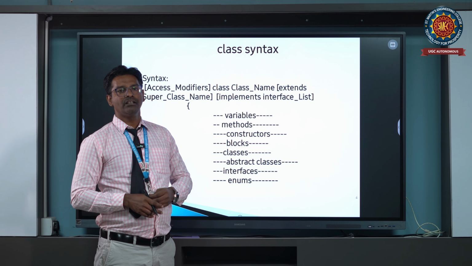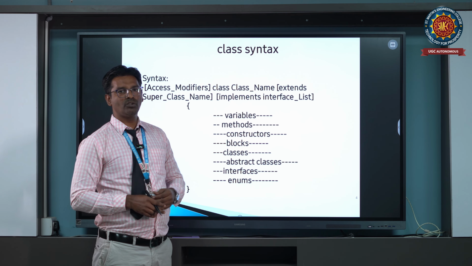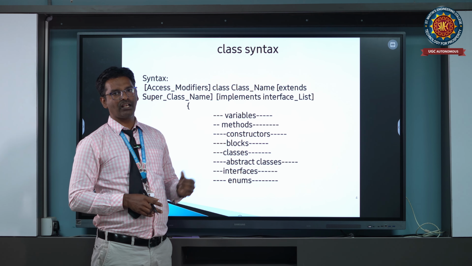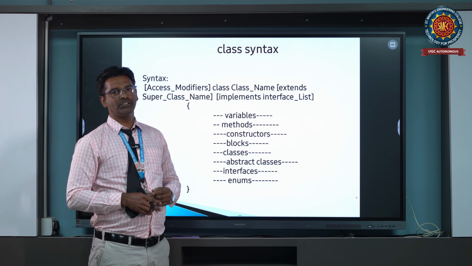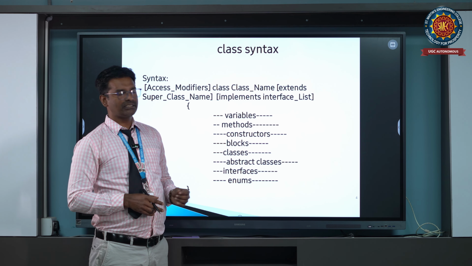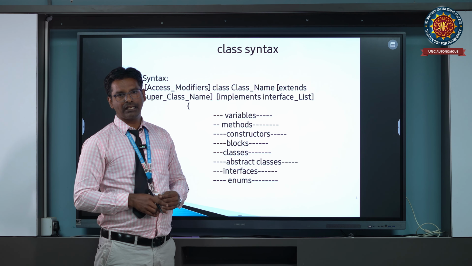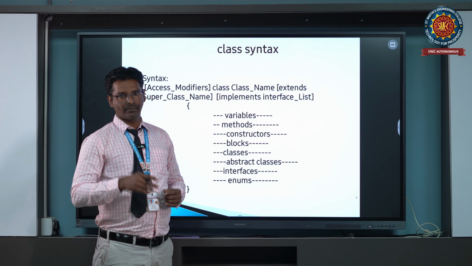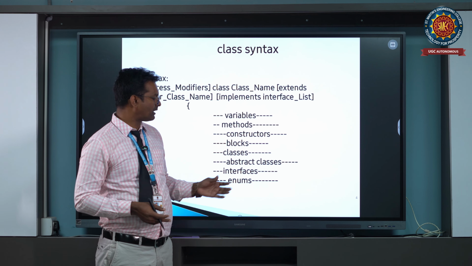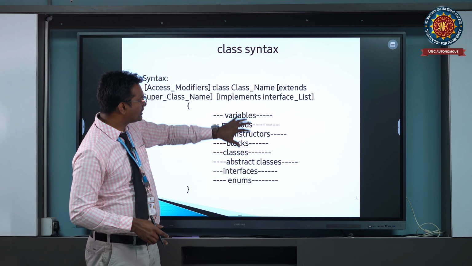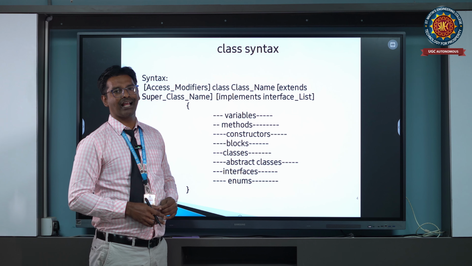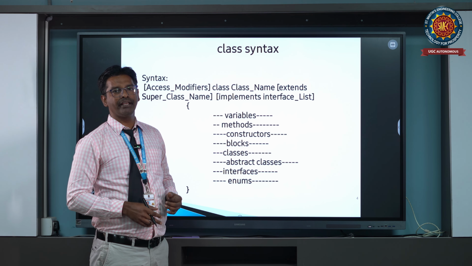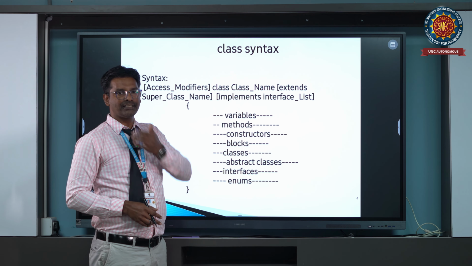Next, classes. There is a feasibility to define a class inside a class. Next, abstract classes. A class along with the abstract keyword with 0 or n number of concrete methods is called an abstract class. And interfaces. Interfaces definitely contain 0 or more abstract methods, and enumerations. So this content we can put into the class. By using these parameters, we can implement various concepts and various applications which are required.